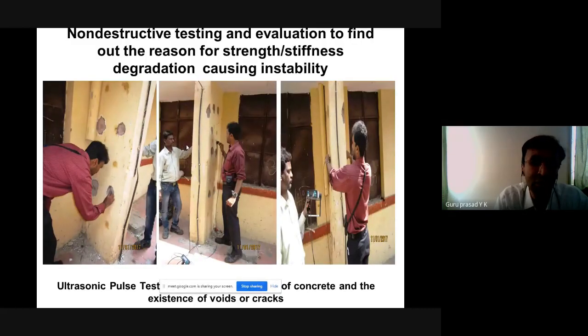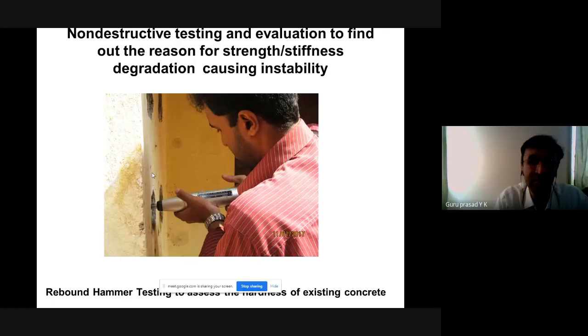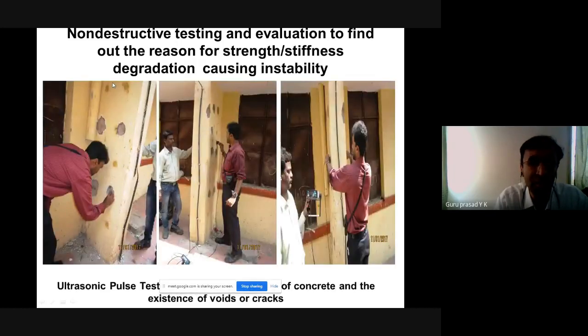I will come to it, what it is actually about. Here you would see, this is the ultrasonic pulse testing. This is the rebound hammer, which is used. And you will see all these pockets, all these holes, and you'll be wondering what this is. The mortar has been removed. I'll come to that when I explain it in detail to you.